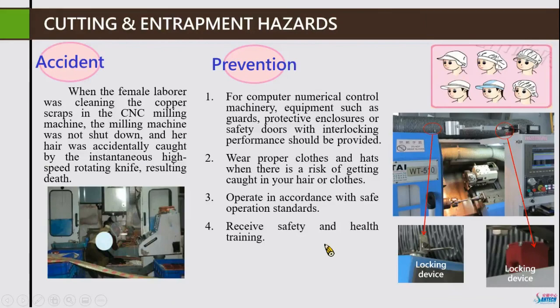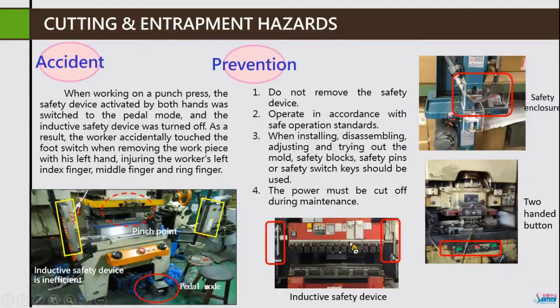Prevention for cutting and entrapment hazard. For computer numerical control machinery, equipment such as guards, protective enclosures, or safety doors with interlocking performance should be provided. Wear proper clothes and hats when there is a risk of getting caught in your hair or clothes. Operate in accordance with safe operation standards. Receive safety and health training. Do not remove the safety device. Operate in accordance with safe operation standards. When installing, disassembling, adjusting, and trying out the mold, safety blocks, safety pins, or safety switch keys should be used. The power must be cut off during maintenance.